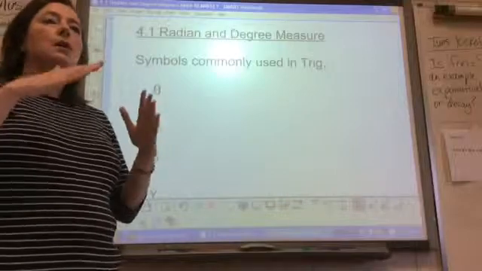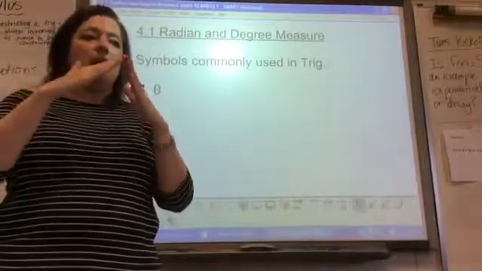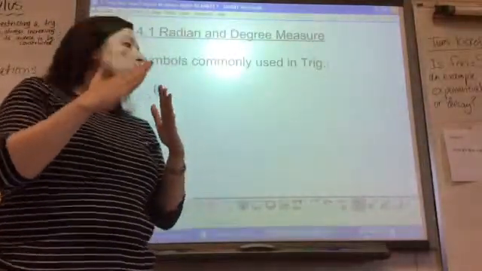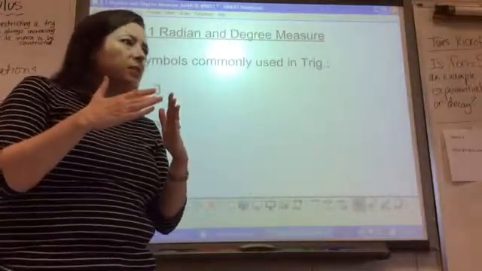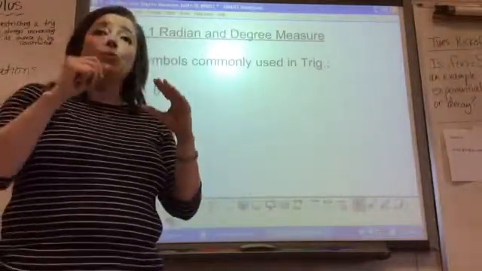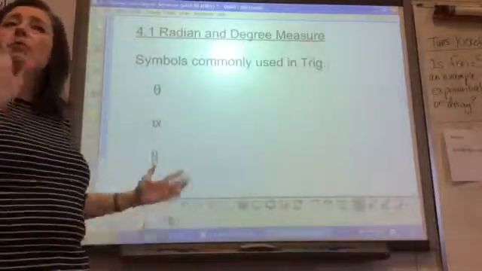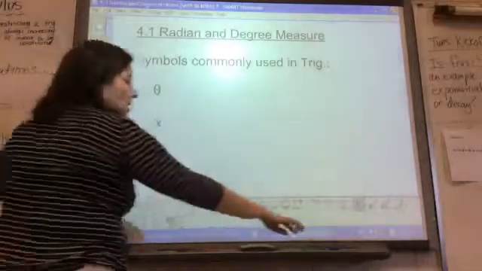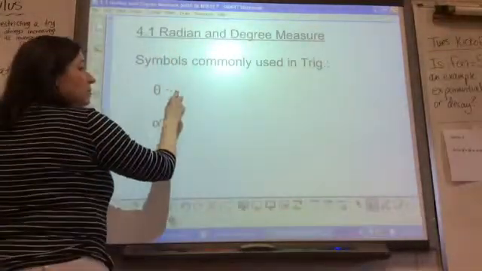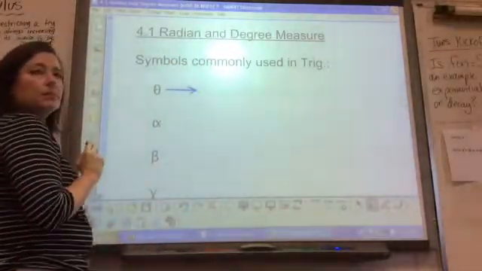Now, here's why. Because sides, like sides to an angle or sides to a triangle, they usually use letters, X, Y, Z, or A, B, C. For angles, they use these Greek symbols. So I want to make sure you know what these symbols are since they're going to be using them a lot. All right, this first one here, some of y'all could probably tell me, what's that symbol?